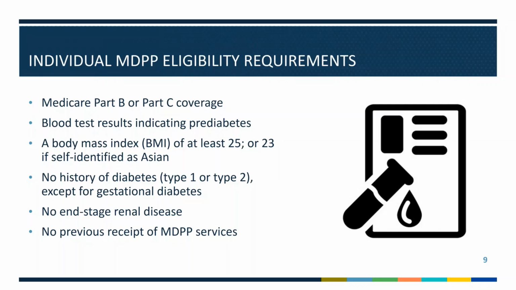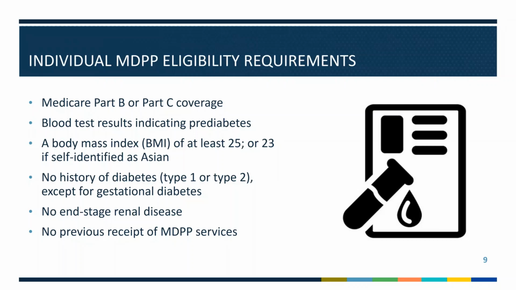If the person self-identifies as Asian, the BMI must be at least 23. No history of diabetes, type 1 or type 2, except for gestational diabetes. No end-stage renal disease. The individual may have not previously received MDPP services. The MDPP benefit is available for coverage only once per lifetime.